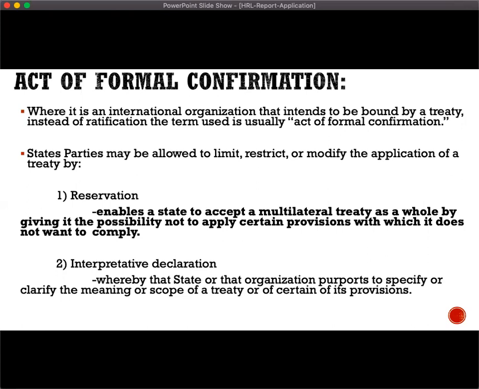Reservation enables a state to accept a multilateral treaty as a whole by giving it the possibility not to apply certain provisions with which it does not want to comply. Interpretative declaration is whereby the state or the organization purports to specify or clarify the meaning or scope of a treaty or of a certain provision.